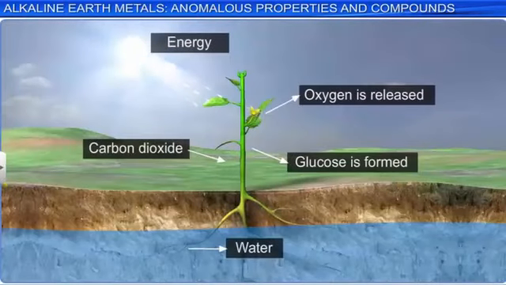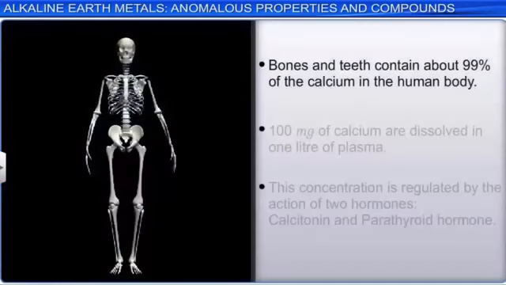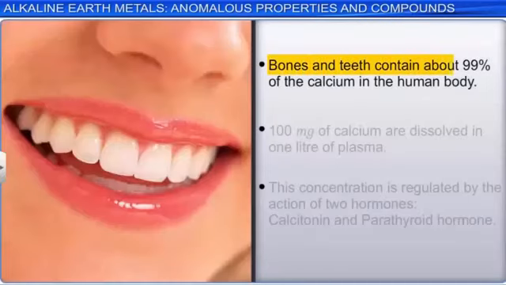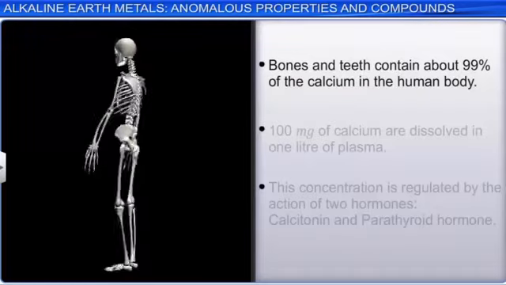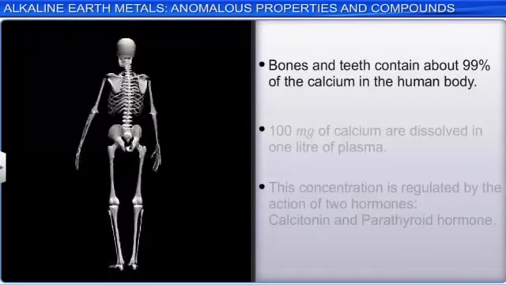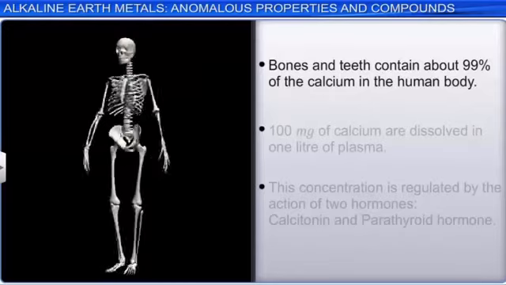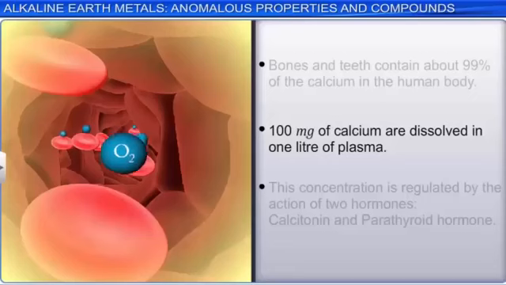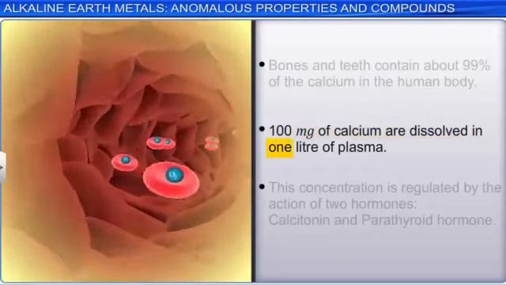Chlorophyll is the main pigment in plants that absorbs light for photosynthesis. The porphyrin ring in chlorophyll contains magnesium. Bones and teeth contain about 99% of the calcium in the human body. Bone, which is alive, with a complex structure, is continuously being solubilized and redeposited in the body. Approximately 100 milligrams of calcium are dissolved in 1 liter of plasma.